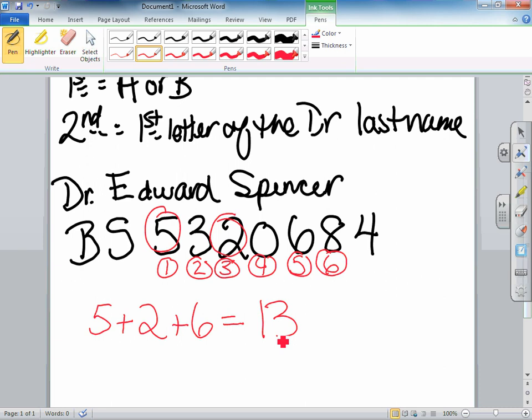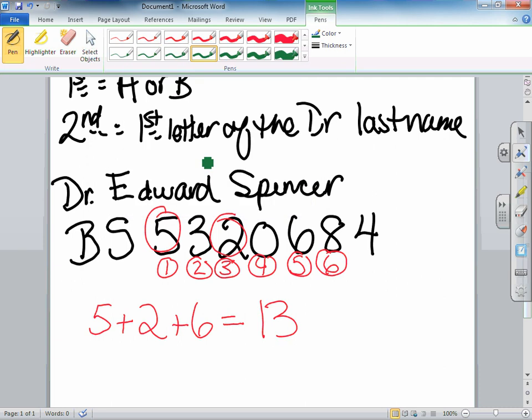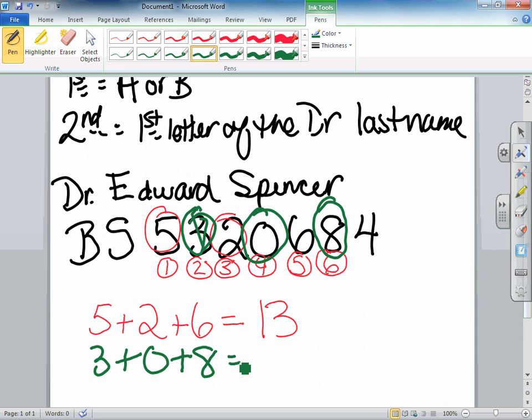You're going to do the same thing for your even placement. So on the even placement of 2, you have a 3. In the even placement of 4, you have a what? A 0. And in the even placement of 6, you have an 8. You're going to add those together. So 3 plus 0 plus 8 is 11. With that even placement of digits, you're going to take that total and multiply it by 2. So 11 times 2 is 22.